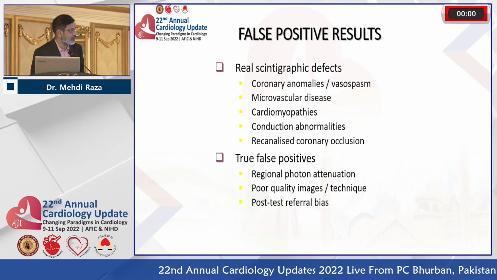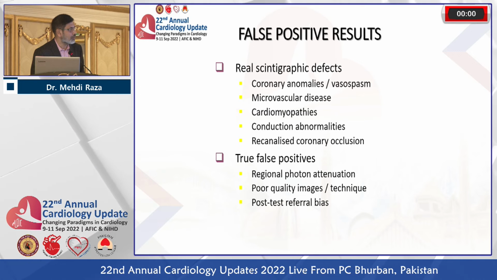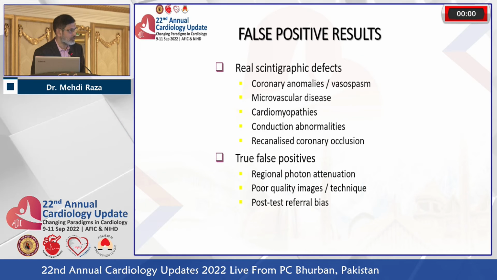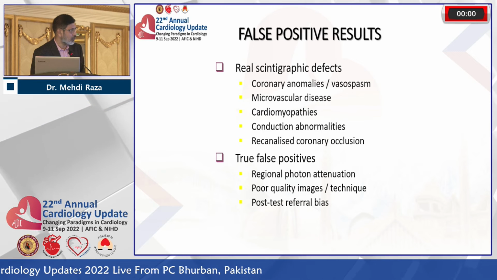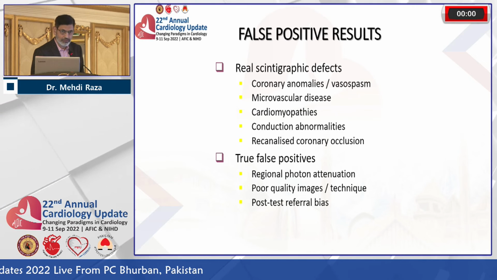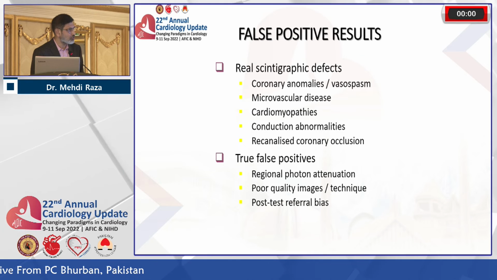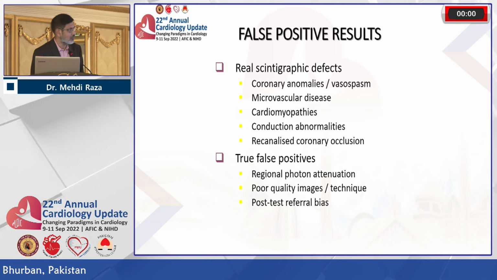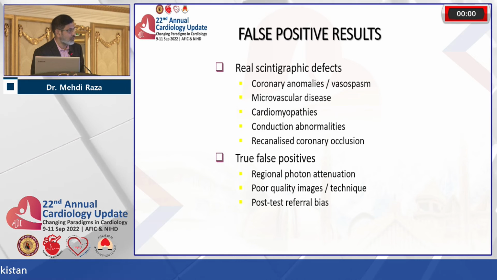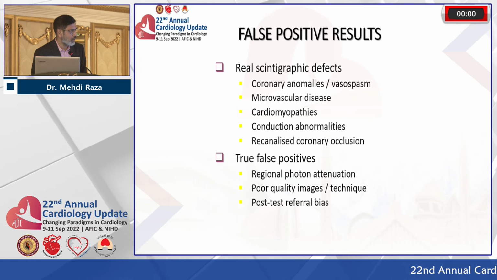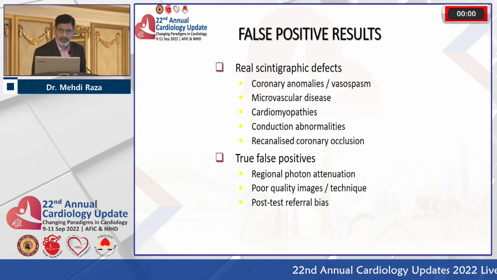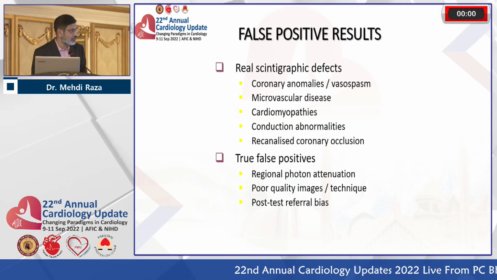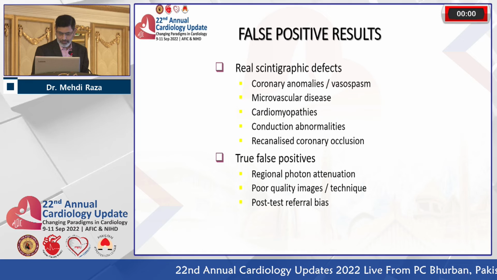They can be microvascular disease, they can be cardiomyopathies, conduction abnormalities like Dr. Tahira was discussing. Cardiomyopathies, conduction abnormalities, and post-COVID these days we are seeing quite a few of these things, plus regional wall motion abnormalities which don't have any other basis. Then recanalized coronary occlusion is another fact which keeps happening. True false positives are due to regional photon attenuation, for example, breast attenuation artifact in females, poor quality images or technique, and post-test referral bias.